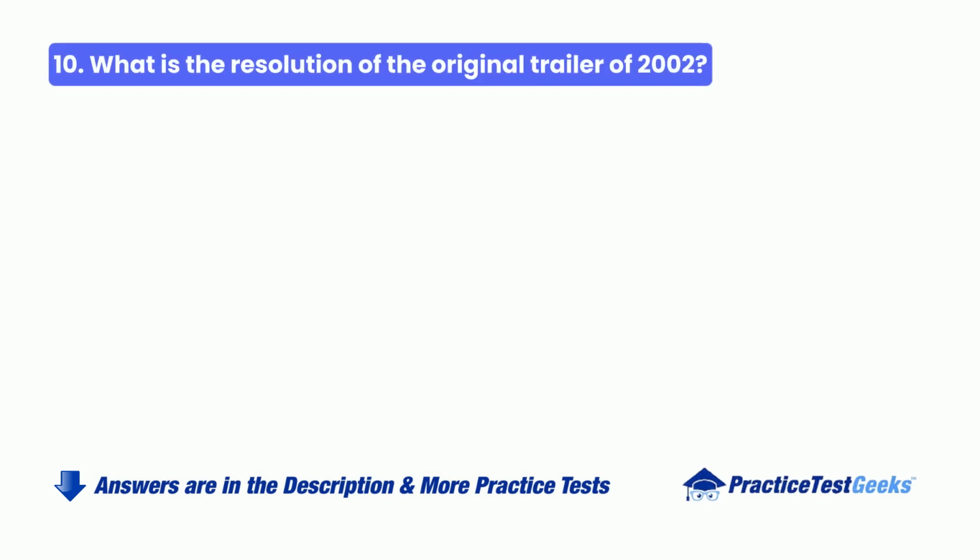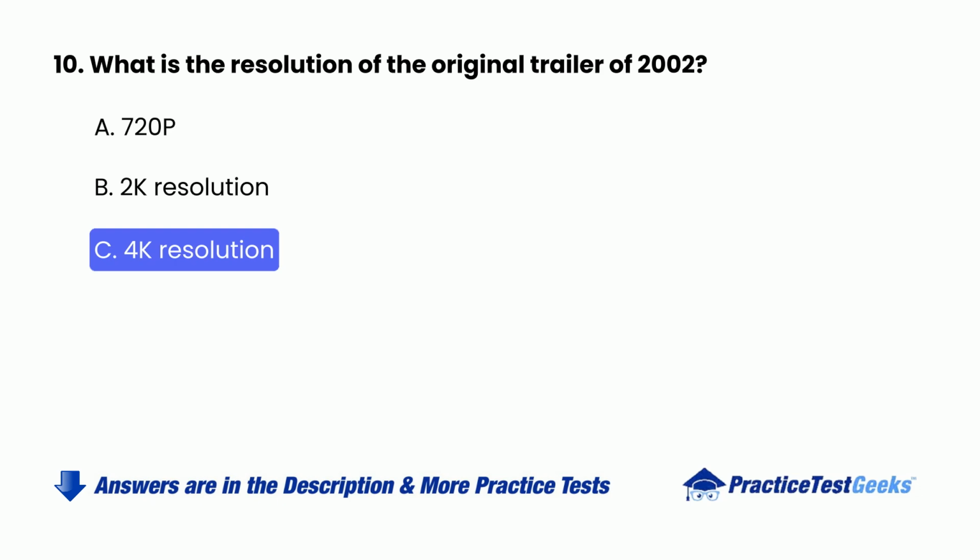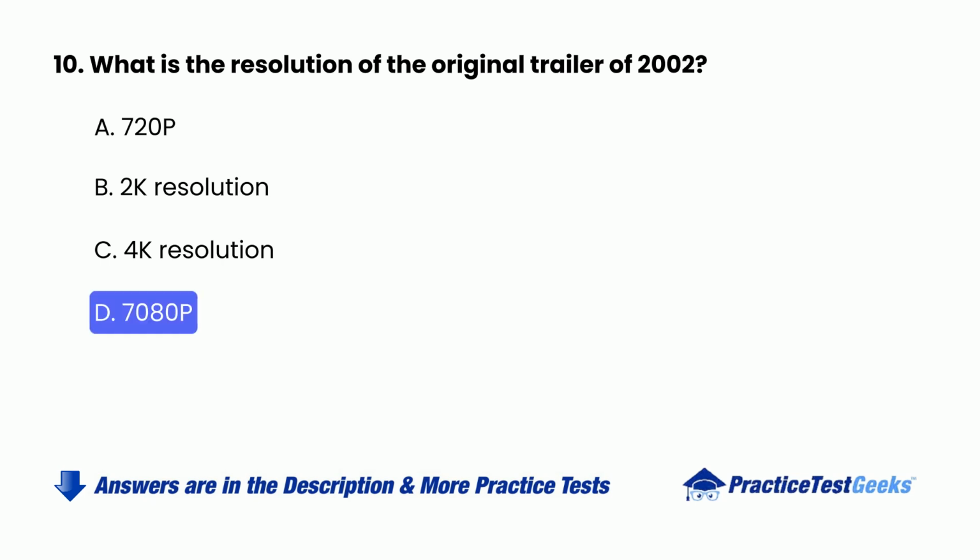10. What is the resolution of the original trailer of 2002? A. 720p. B. 2K resolution. C. 4K resolution. D. 7080p.